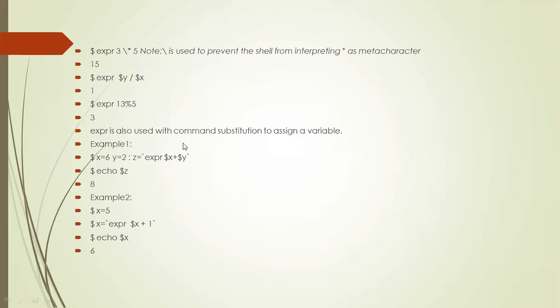So EXPR is also used with a command substitution to assign a variable. How? So for example, x equal to 6, y equal to 2, then z is equal to EXPR $x plus $y. What is $x? 6, $y 2, that is 8 will be assigned to z. If I display the value of z, it displays 8. So EXPR can be used to assign the result of any expression to a variable.